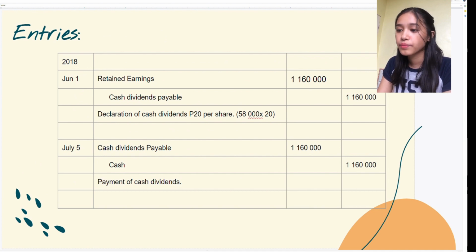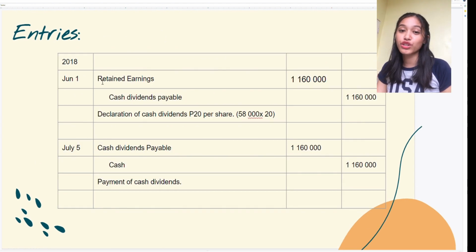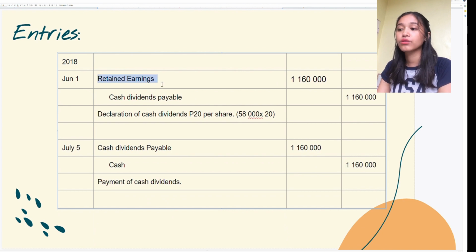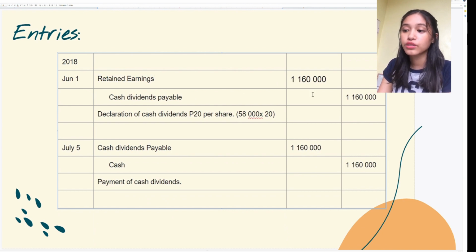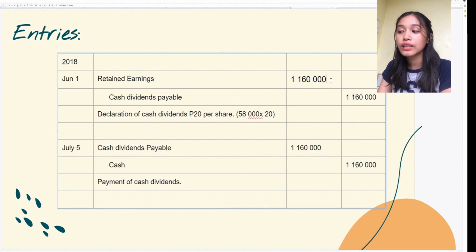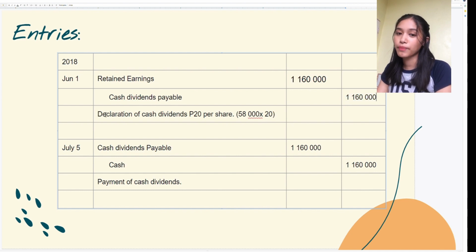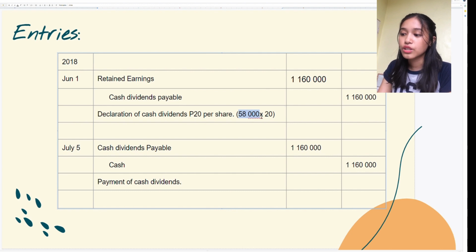To record this, on June 1, since the distribution of dividends is always taken from the retained earnings, we will debit retained earnings for 1,160,000 pesos and credit cash dividends payable, an account that represents a liability because they are not yet paying the dividends, also for 1,160,000 pesos. Explanation: declaration of cash dividends, 20 pesos per share. And the calculation is 58,000, which is the outstanding shares, times 20.